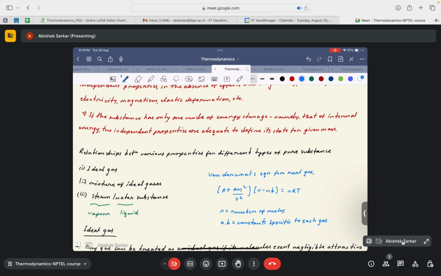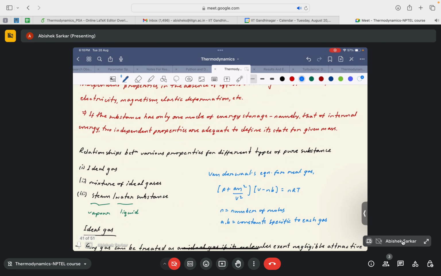Now we discuss different types of pure substances. I already gave two examples, that is steam, and then ideal gas, or a mixture of ideal gases, that is basically air.